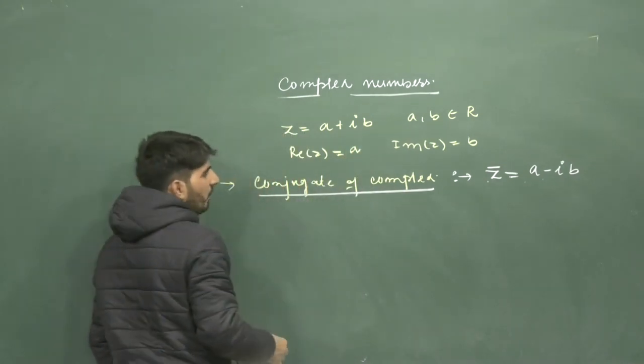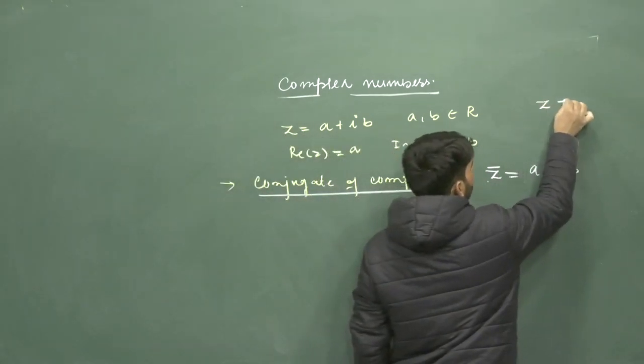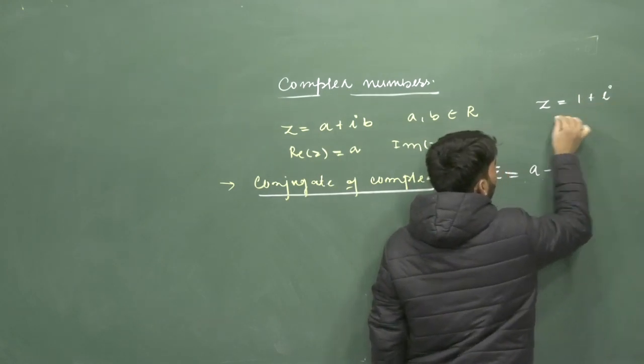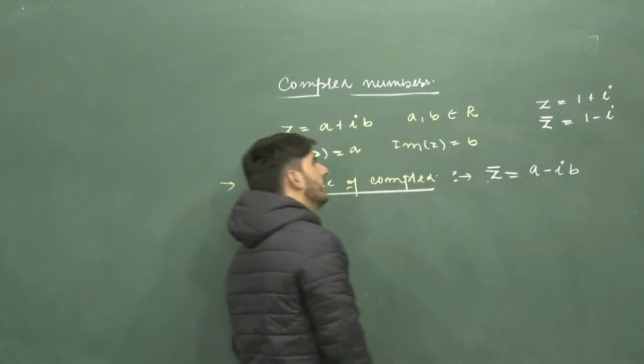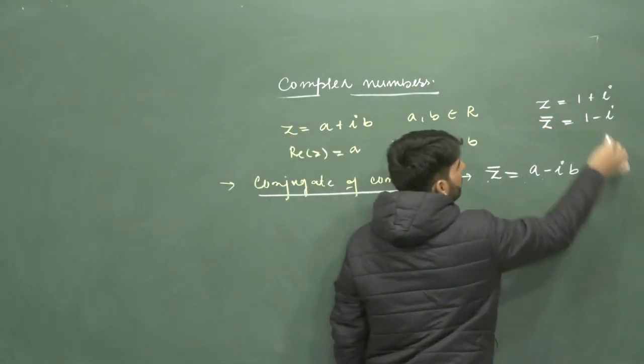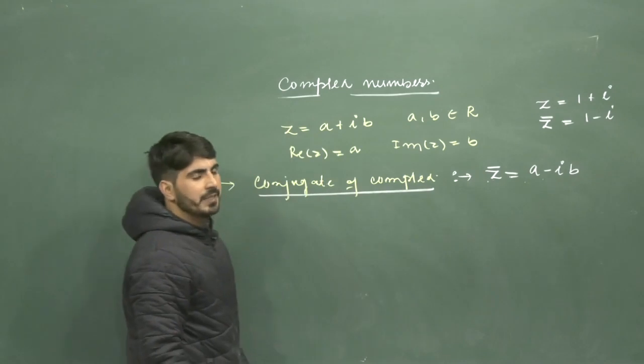For example, if we have a complex number Z is equal to 1 plus iota, then Z bar is equal to 1 minus iota. That is the conjugate of Z is equal to 1 plus iota is 1 minus iota.